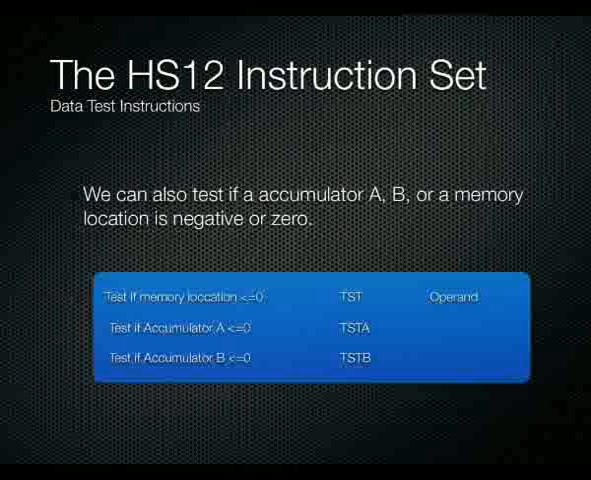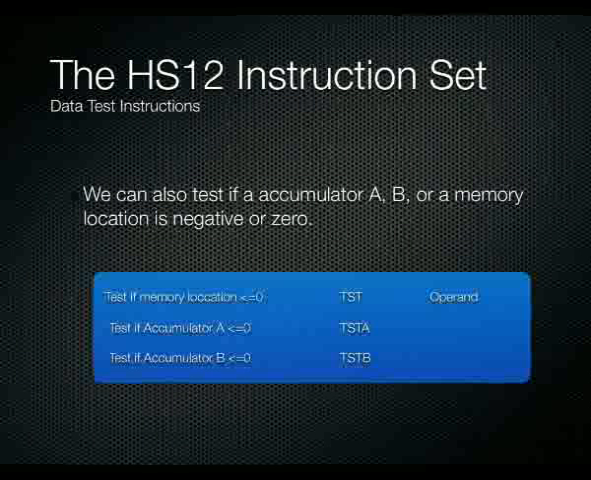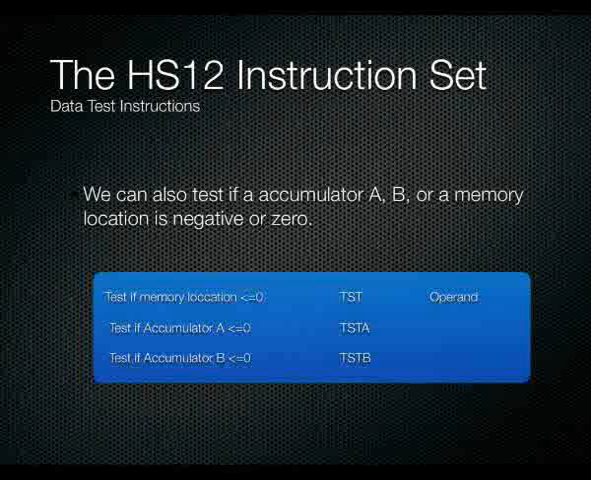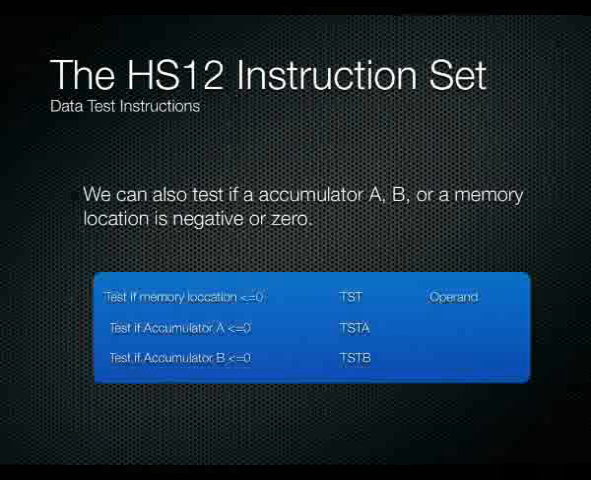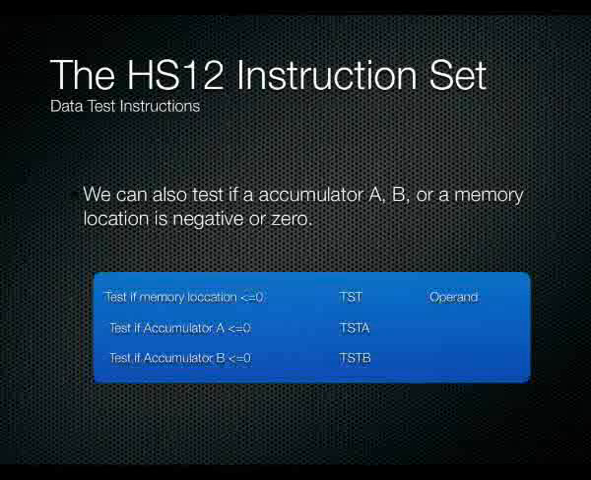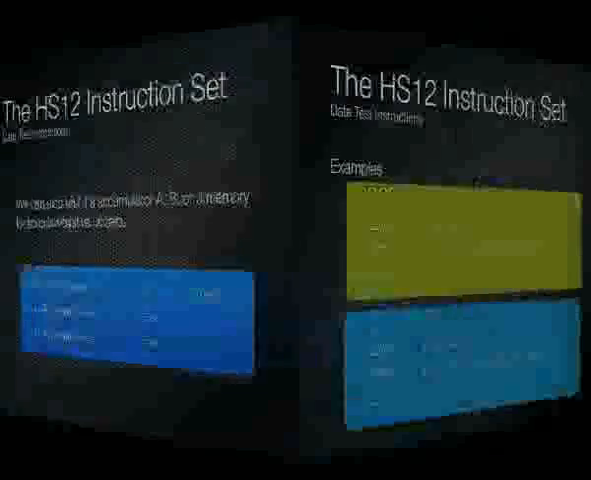When it comes to data test commands, we can also do tests. You can test a memory location, so you can do a test of an operand. It also sets the condition code register flags. You can do a test A and test B and so forth. It simply tests if accumulator A is greater than or equal to 0 and so forth. So we've got a series of test commands that we can use also.